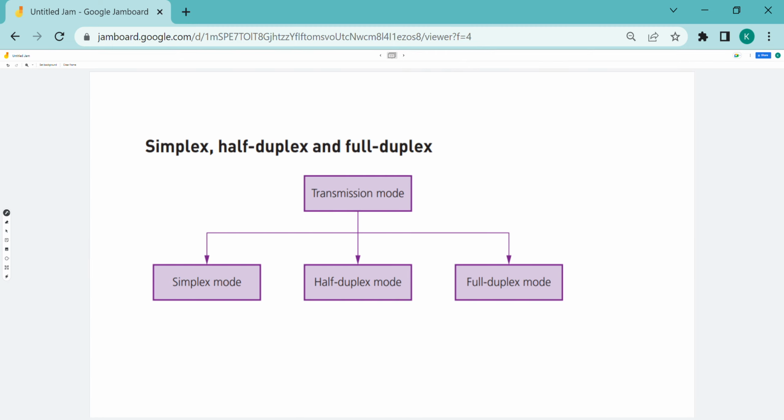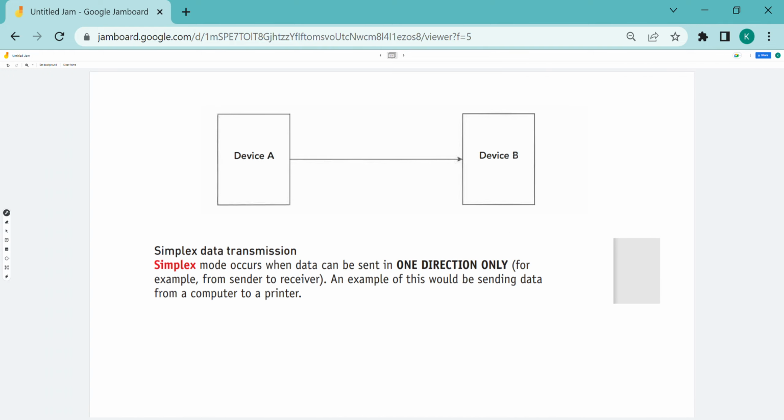Then we have different transmission modes. The names of these are simplex mode, half duplex and full duplex. Let's discuss these different modes. Simplex data transmission. No need to confuse it with serial data transmission, because we are talking about transmitting the data from one point to another point in terms of direction, right? So simplex data transmission is unidirectional, right? Data is being transferred from sender to receiver in one direction.